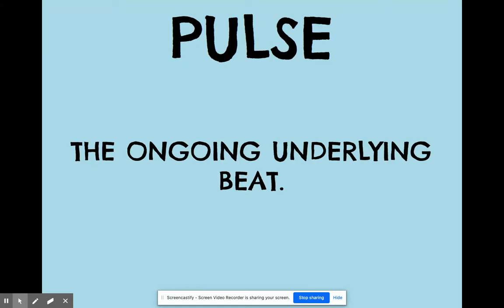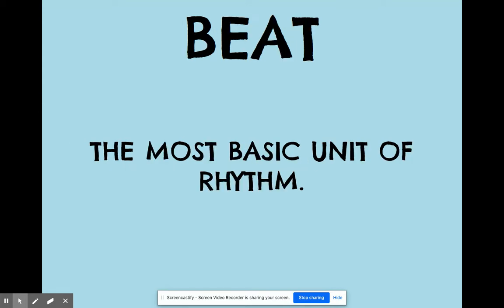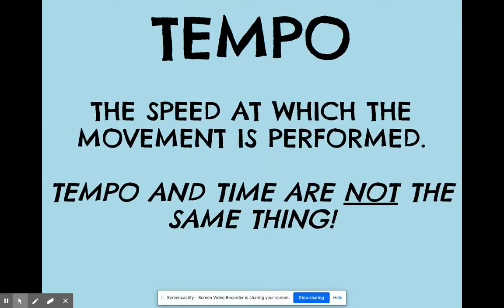The pulse is the ongoing beat. So, when you are tapping your foot to the music, that is when you find the pulse. That is your kind of dance move for the beat. The beat is the most basic unit of rhythm. The tempo, just like in music, is the speed at which the movement is performed. So keep in mind that tempo and time are not the same thing.